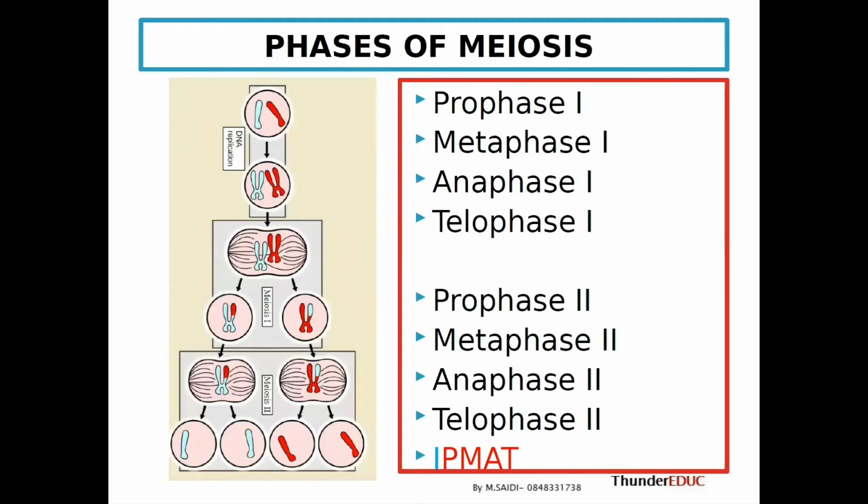Then these are the phases of meiosis: prophase 1 and 2, metaphase 1 and 2, anaphase 1 and 2, telophase 1 and 2. But this is not in the correct order. It's prophase 1, then after prophase 1, metaphase 1, anaphase 1, telophase 1, and then the phases of the second division. Let me do this.